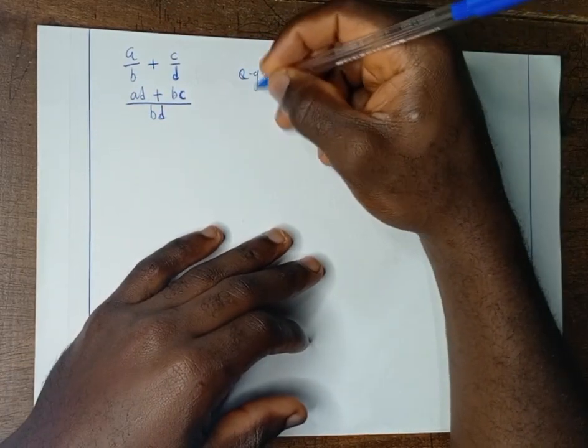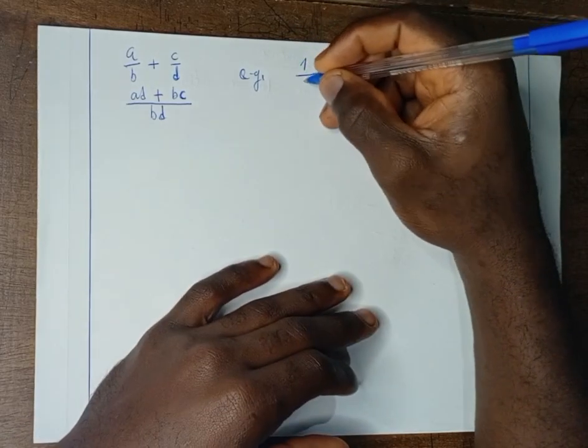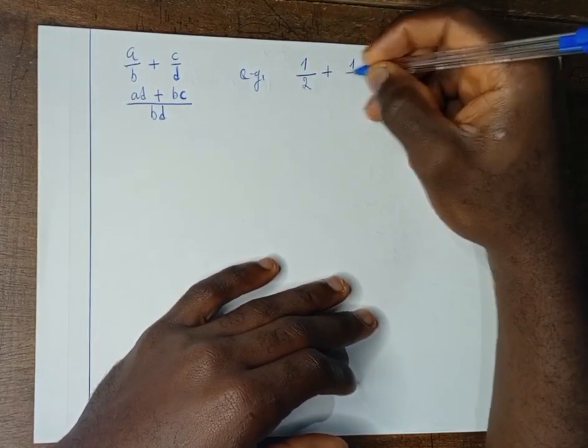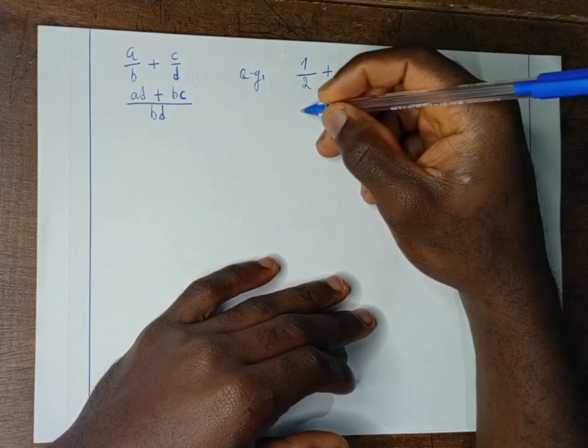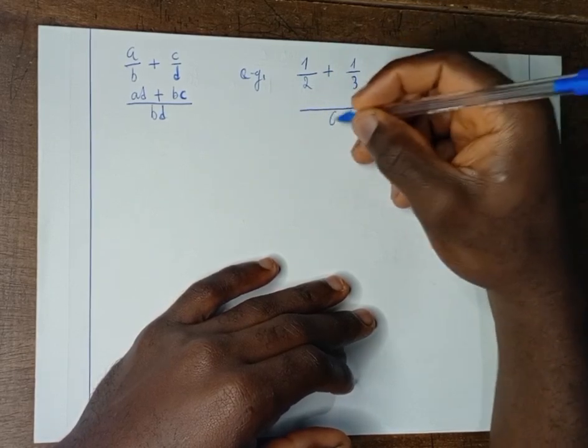Let's take an example, e.g. let's add a half plus 1/3. We know the LCM will simply be 2 times 3, which is 6.